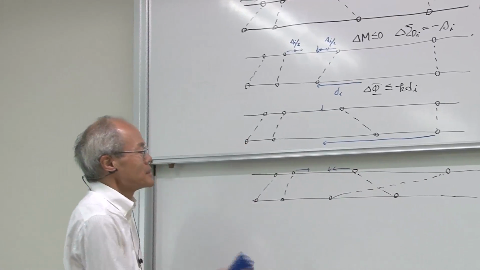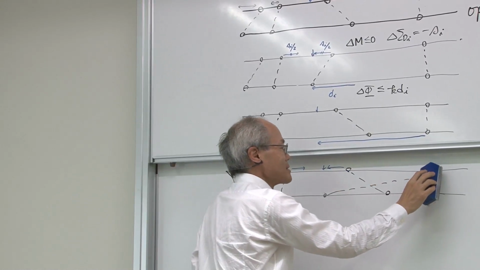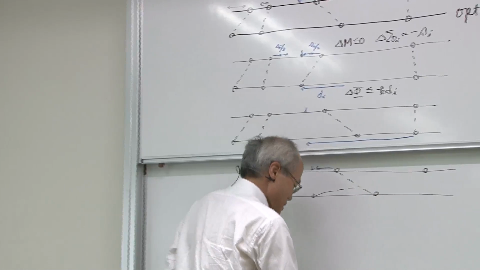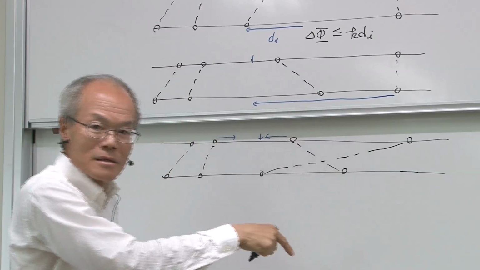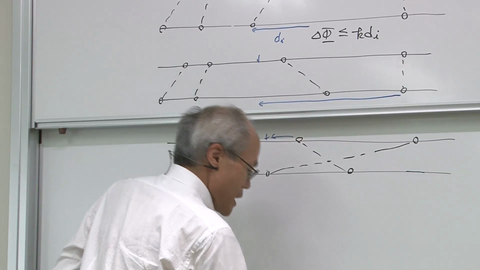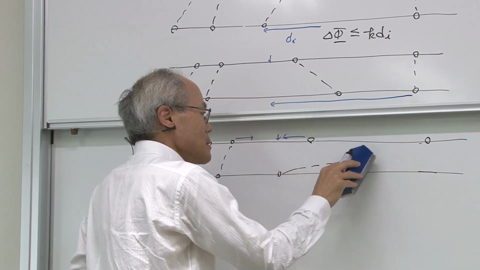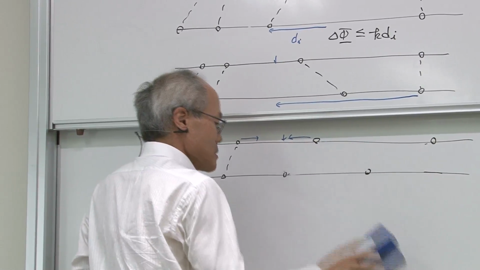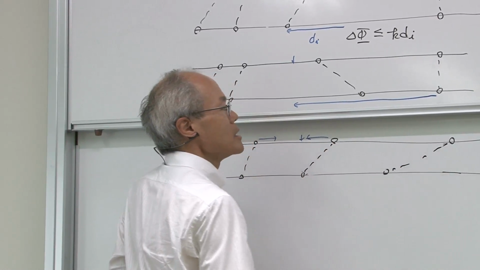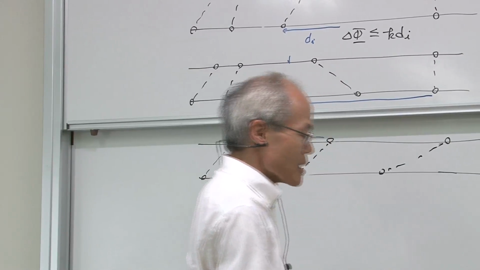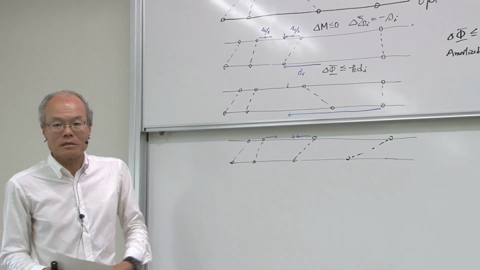Now we can change this matching like this, or this matching crosses. Okay, if the matching crosses, then we can always change the matching so that they don't cross like this. Then the value of the matching obviously decreases.